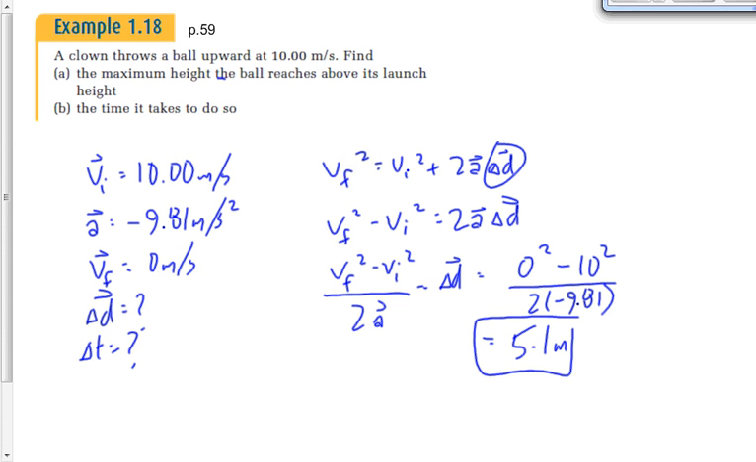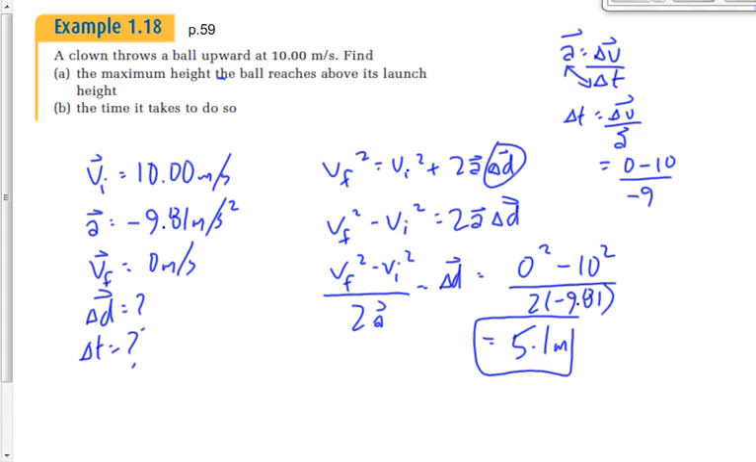Now, the time that it takes to do that, probably the best thing to do there is A is equal to delta V over delta T. T goes up, A goes down. Delta V is 0 minus 10 over negative 9.81, which is about, I'm going to say, 1.1 seconds. Somebody check that one as well.